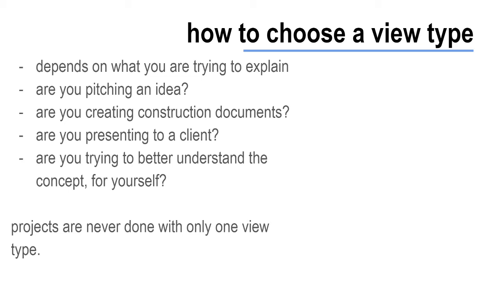If you're trying to better understand it for yourself, maybe a section view would be helpful, or even a perspective section or an isometric section. One of the sections I showed on that slide was kind of a combination of the two of them. The thing to keep in mind is that a single project is never done with only one view type. It's not just orthographics and that's it. It's not just an isometric and that's it. You're going to have several different types of drawings included in a set of plans for a project.